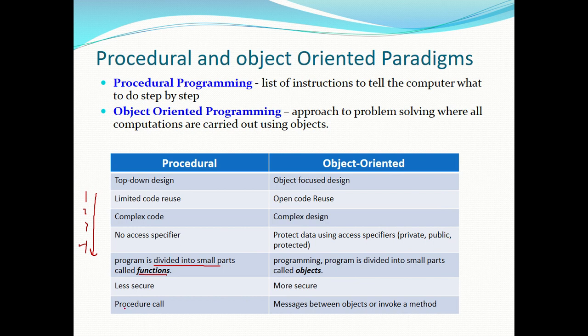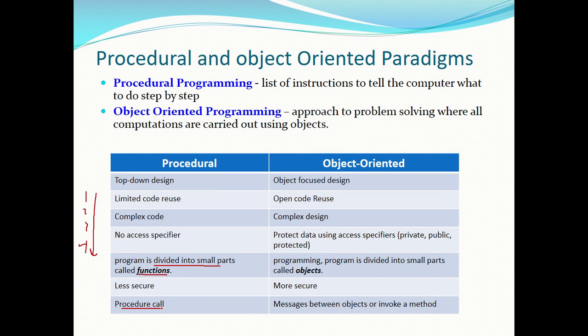And we do a procedure call. This is why the code is very complex, and sometimes the code will be repeated to do the same thing again and again, and you cannot reuse the code because it's just a procedure in this program. It is part of this program. I can't reuse it again.